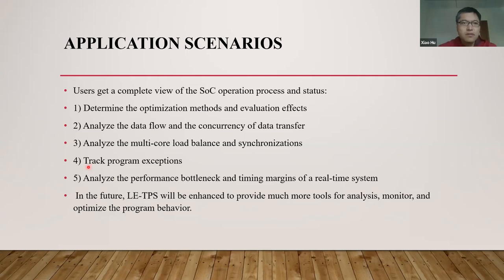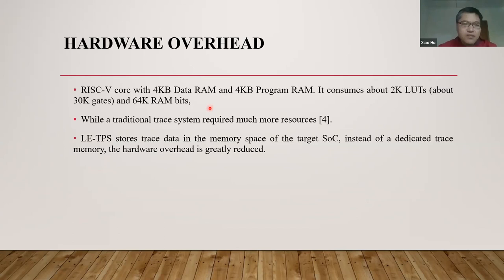The hardware overhead is low. A RISC-V core with 40 bytes data RAM and 4K byte program RAM consumes about 2,000 LUTs and 65K RAM bits. A traditional trace module requires much more resources. RETPS stores data in the memory space of the target SoC instead of dedicated trace memories, so the hardware overhead is greatly reduced.